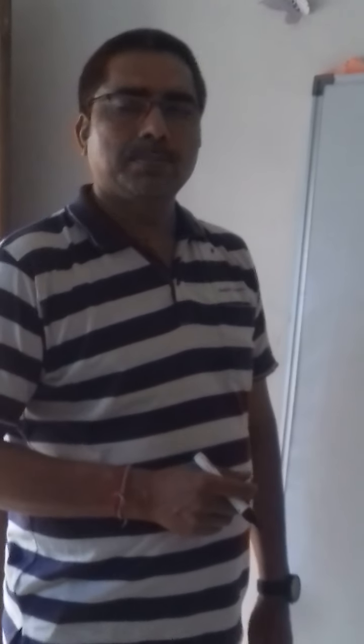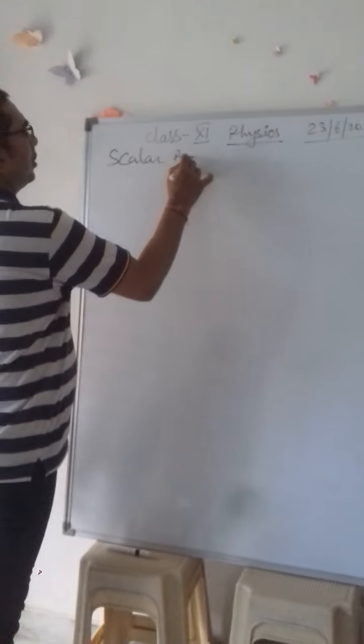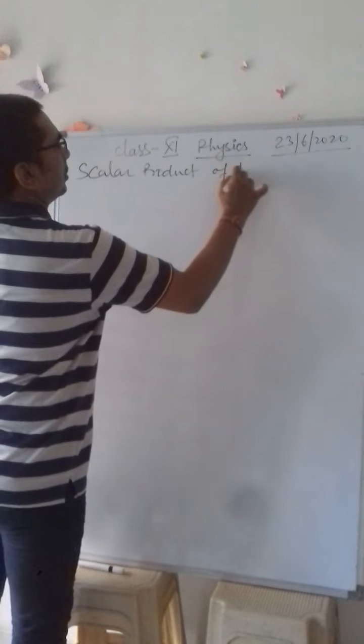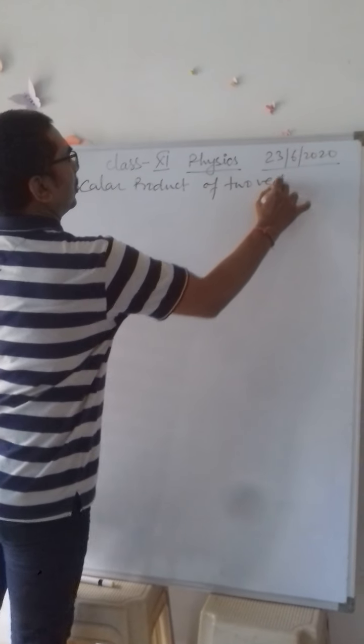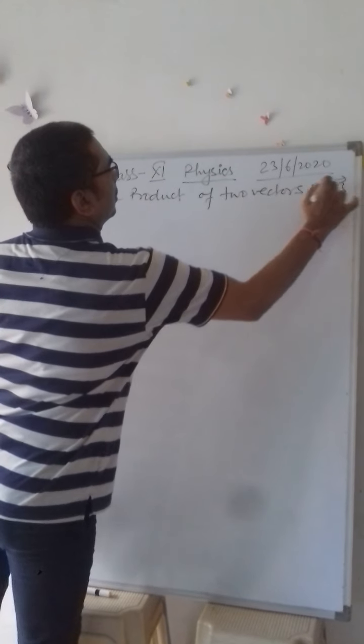Today we will discuss the scalar product and vector product of two given vectors. First of all, what is the scalar product of two vectors A and B?